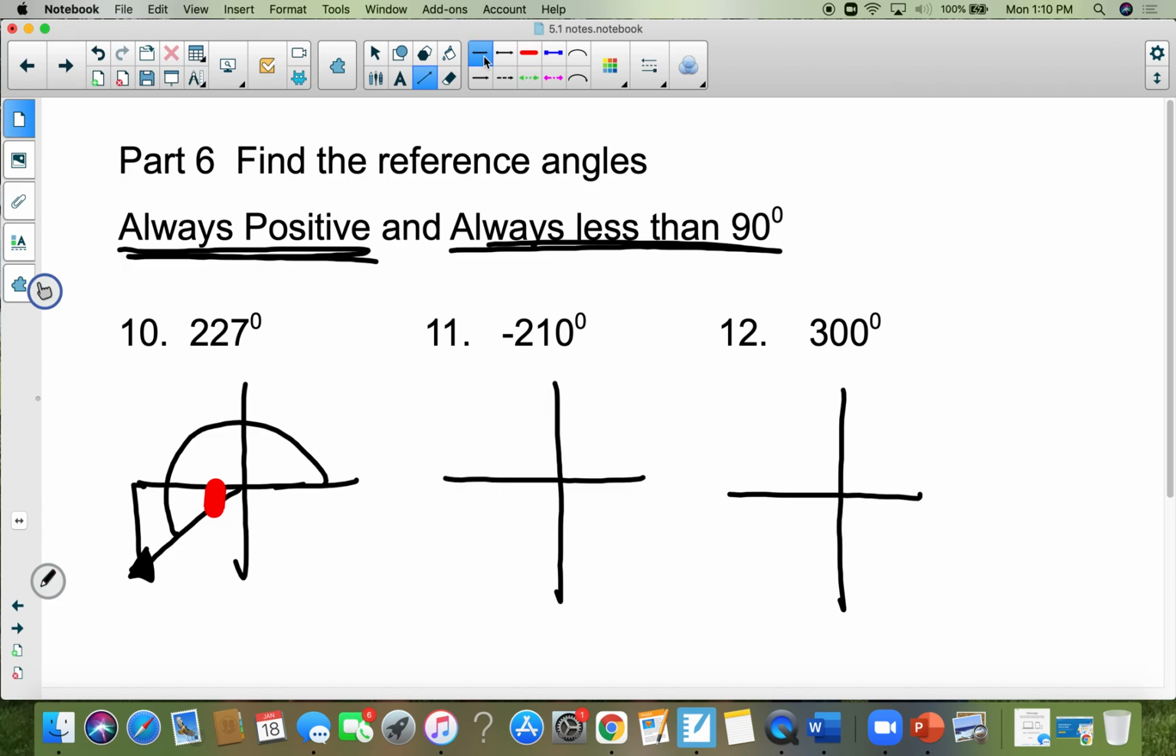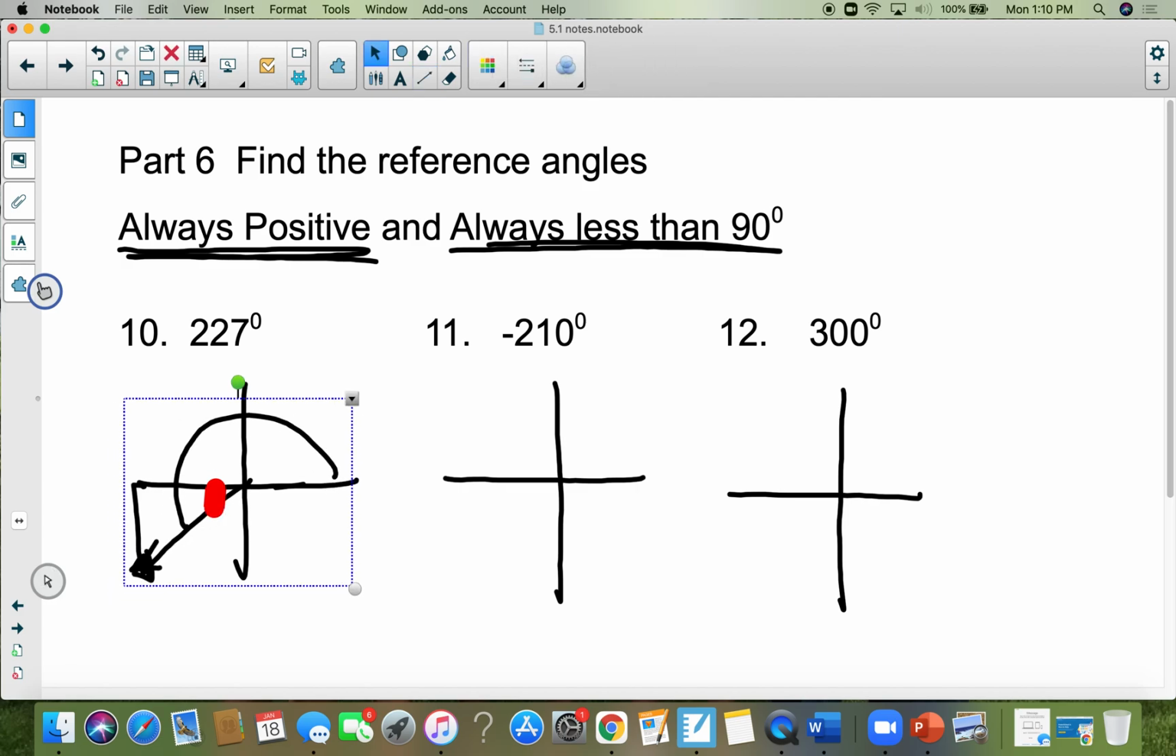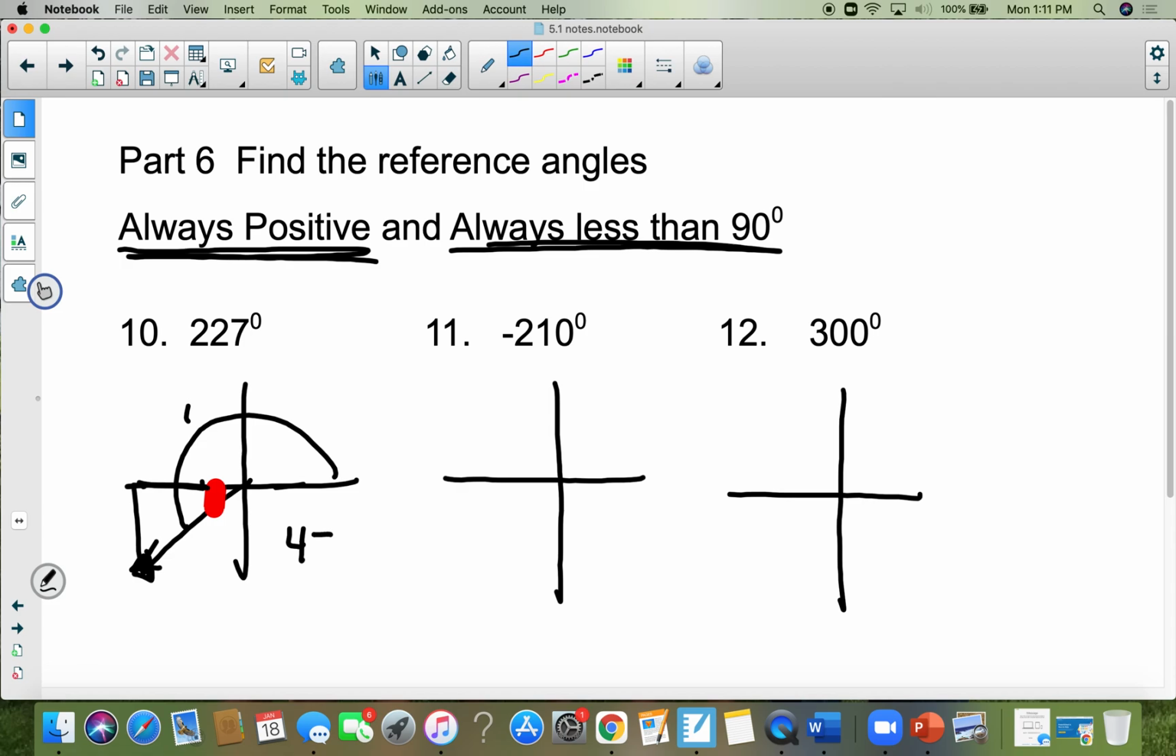So basically, you went to here's 90, and then you went to here's 180. How much past the 180 did we go? We went 47 degrees past the 180 marker. That's called the reference angle. It's always positive, and it's always less than 90 degrees. 47 degrees is positive, and always less than 90 degrees.